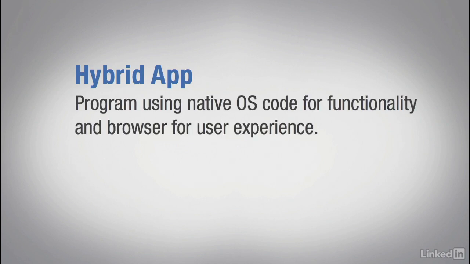Hybrid apps are part native apps and part open web apps. The hybrid app uses the native OS code for installation management and accessing device functionality, while the primary user experience occurs through an internet browser within the application and is developed in HTML5 leveraging CSS3 and JavaScript.